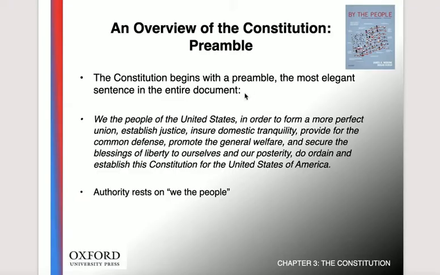The first part, our preamble, basically says we the people, in order to form a more perfect union. And it sets what the purpose is. We want to establish justice, ensure domestic tranquility, provide common defense, general welfare, and secure the blessings of liberty to ourselves and our future children, our posterity. Do ordain and establish this Constitution. So the authority rests in we the people.